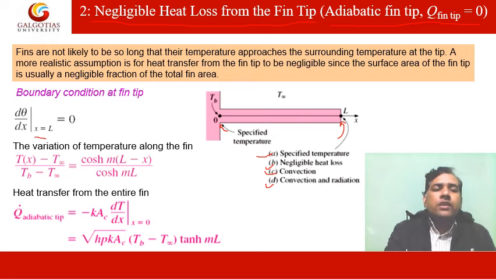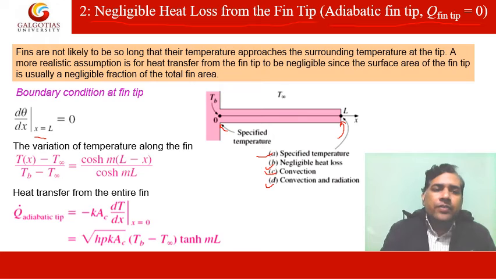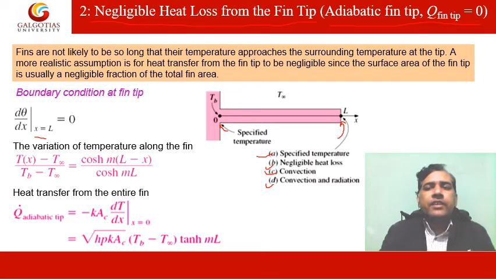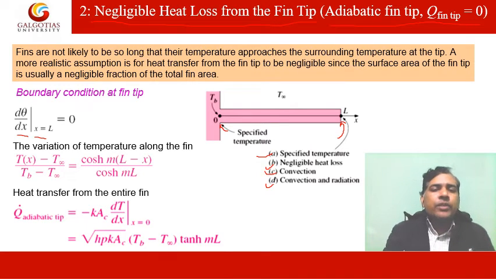Because no heat is being transferred to the surrounding, the temperature gradient equals 0. Because the heat transfer is very less, we can say that dT over dx is 0, so d theta over dx at x equal to L is taken as 0. Temperature is not 0 in this case, but the gradient of temperature is 0. So the variation of temperature along the fin can be given using this formula.